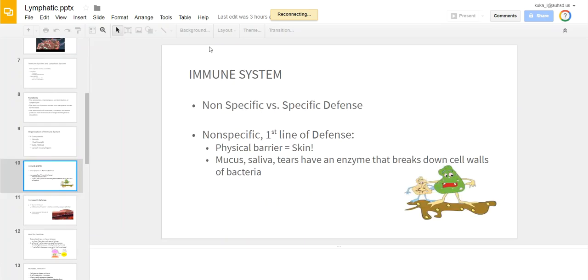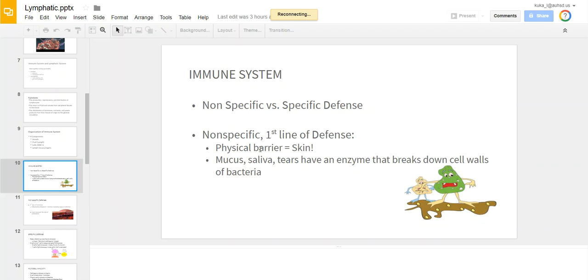All right, so the immune system, let's start with that first. You have 2 types of defenses. You have your non-specific and your specific. So your non-specific here, that's your first line of defense. Non-specific means just what it says. It's not trying to keep anything in particular out. It's trying to keep everything out. So it really doesn't care if it's good or bad. It's just trying to keep everything out.